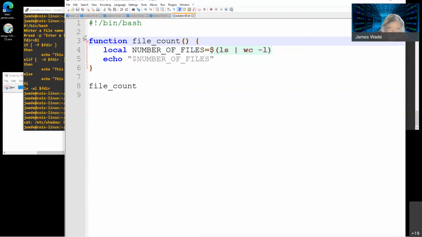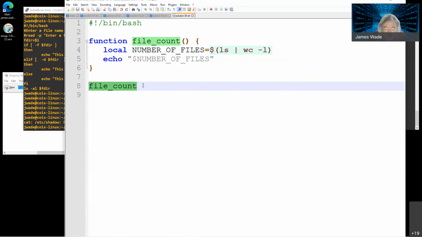So in this case, I have a function called file count. These curly brackets identify the beginning and the ending of the code. In this case, I don't need to pass it any variables. I'm just literally calling that piece of code. We could also send some additional variables to the code.